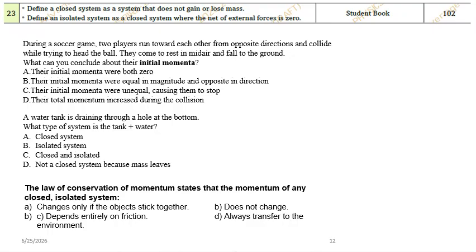Okay, now the next one. During a soccer game, two players run towards each other from opposite directions and collide while trying to head the ball. They come to rest in mid-air and fall to the ground. What can you conclude about the initial momenta? Their initial momenta were both zero. Their initial momenta were equal in magnitude and opposite in direction. Initial momenta were unequal, causing them to stop, and the initial momenta increased during the collision.